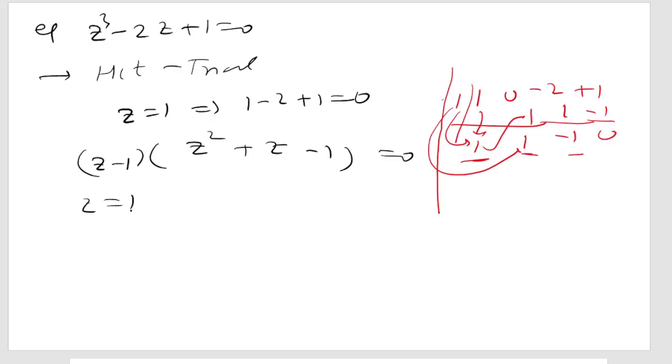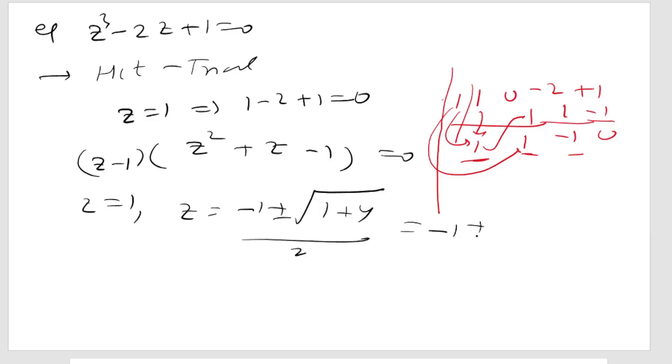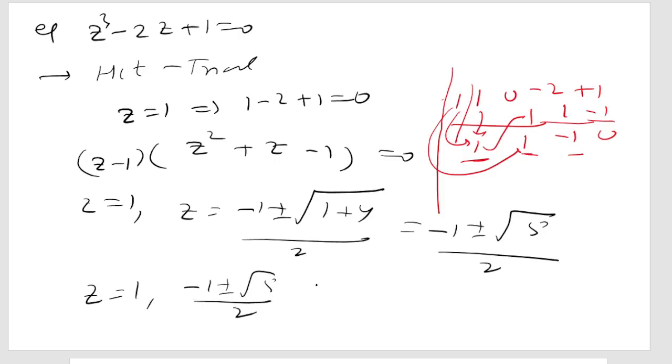So z = 1 by hit and trial, and the rest by the quadratic formula. So z is minus 1 plus minus root of b square, that is 1 plus 4, upon 2. That means minus 1 plus minus root 5 upon 2. So the solution of the cubic is: the first root is 1, and the second and third roots are these. Got it? So this is how we solve a polynomial. For other polynomial equations, we can use either hit and trial or compare real and imaginary parts.